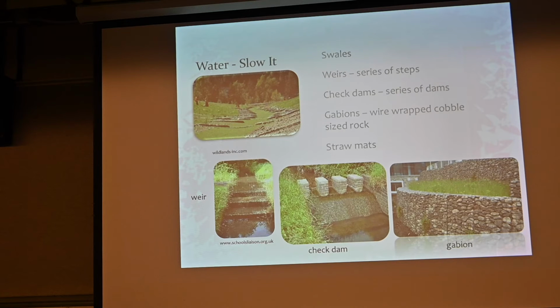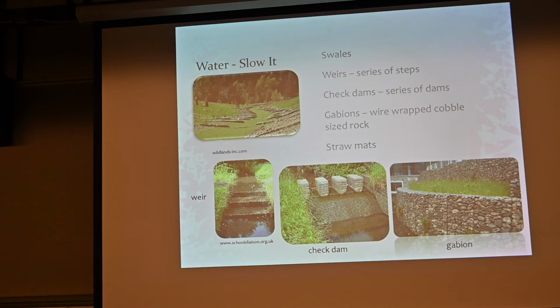Slow it. You can slow it with swales. That's your first diagram there, first photo. Weirs, the series of steps. Check dams is a series of dams, but you could even use brush instead of the vertical brick things.